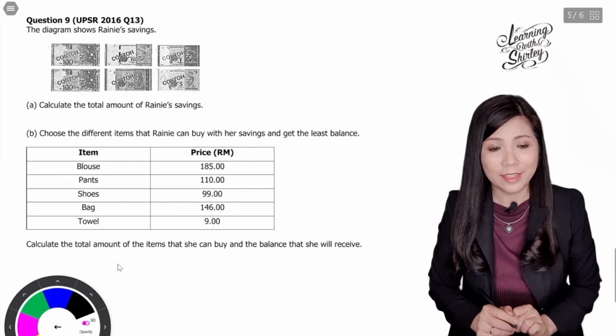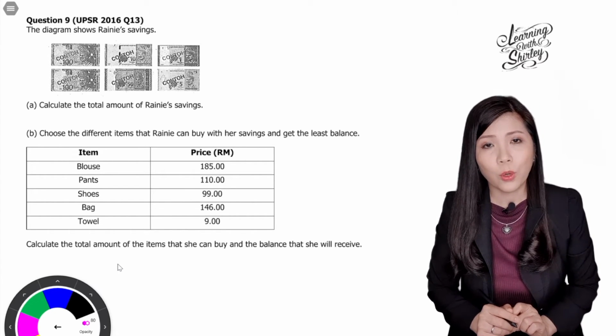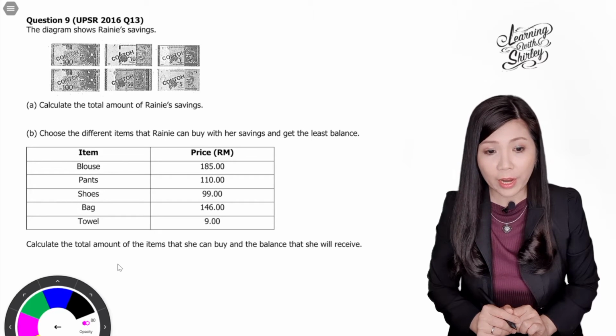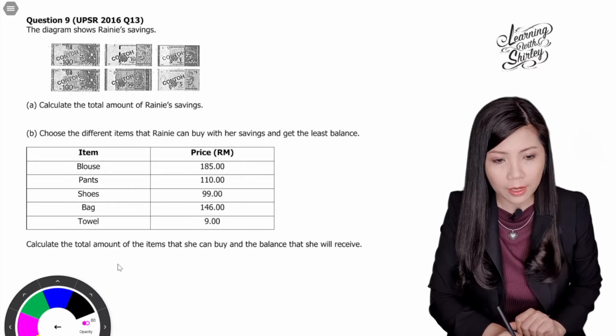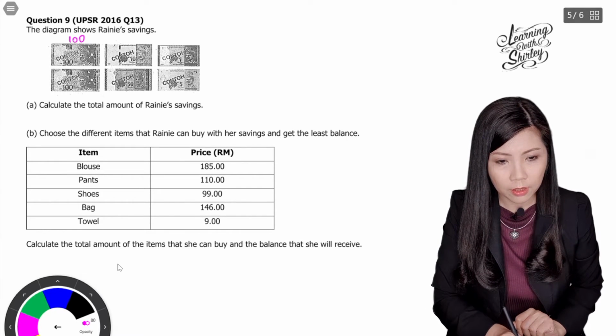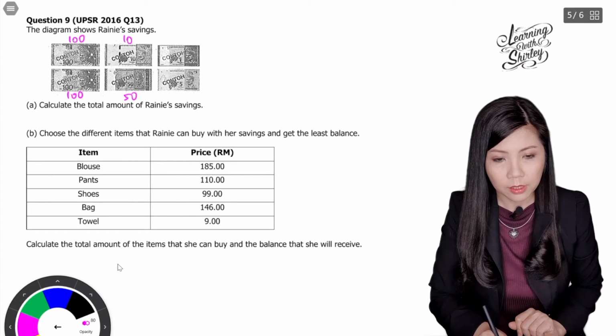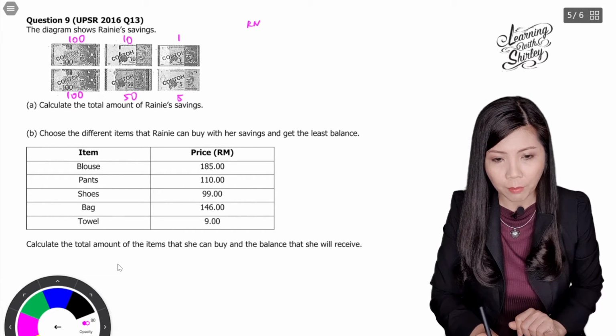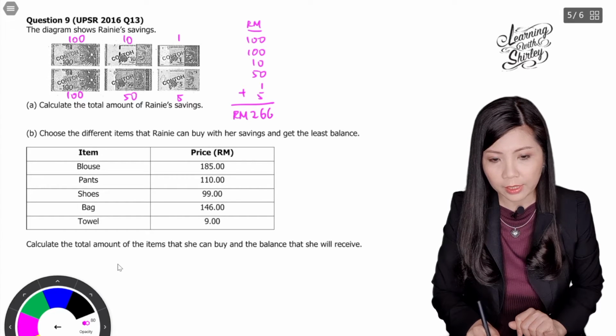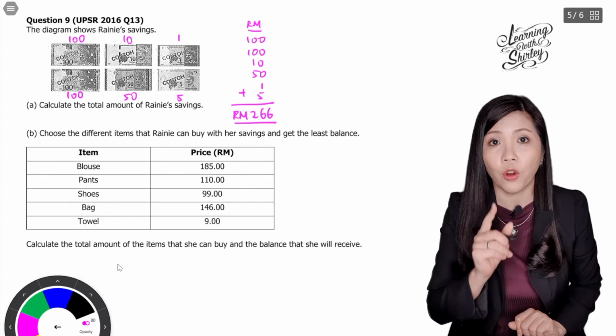Let's look at question number 9. UPSR 2016 question 13. The diagram shows Rainey's savings. Calculate the total amount of Rainey's savings. This is 100 ringgit, and this is 100 ringgit. This is 10 ringgit, this is 50 ringgit, this is 1 ringgit, and this is 5 ringgit. To calculate the total amount, I'm going to add them all together. So it's 100 plus 100, then plus 10 plus 50 plus 1 plus 5. All add up together, so we get 266 ringgit. That's the answer for A.